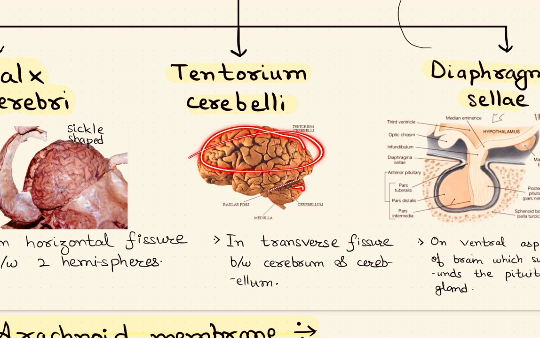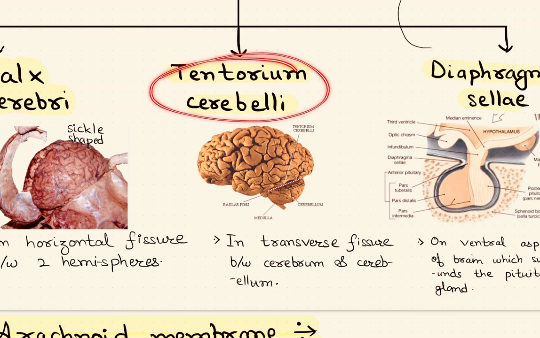If this is the cerebrum and this is the cerebellum, between the cerebrum and cerebellum we have this transverse fissure, or a deep transverse sulcus also. And which part of dura mater penetrates this transverse fissure? The tentorium cerebelli. And finally, what is the diaphragma sellae?